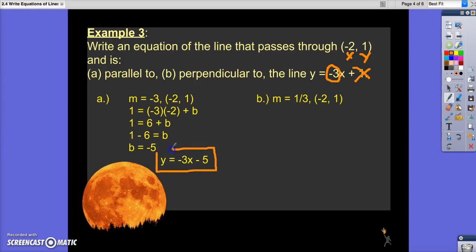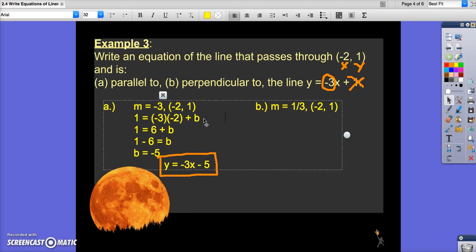Remember, what I like to do is when I label them, I actually cross out the y-intercept, I circle the slope. I actually write out what my m and what my point is, just to make sure I don't mess anything up when I rewrite it. All right? So let's take a look at the perpendicular one. We talked about negative reciprocals, so we're using slope 1/3.